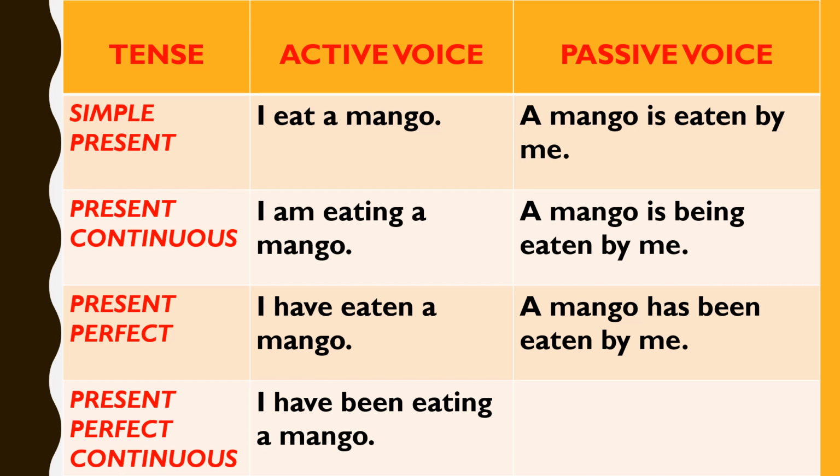I have eaten a mango. A mango has been eaten by me. So this is how you need to change. And in English grammar, usually the perfect continuous forms, whether present perfect continuous, past perfect continuous or future perfect continuous, are not changed into passive voice. So you couldn't see any sentence in the passive voice column over here. It means that you can't change the perfect continuous sentences, right?